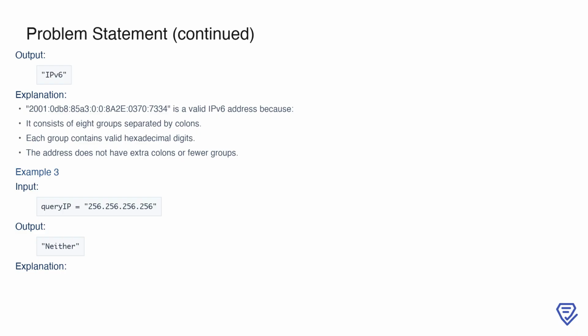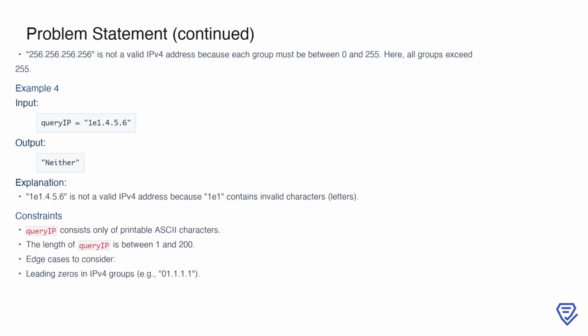Next, let's consider the input queryIP equals 256.256.256.256. The output for this input is Neither. Here, the address 256.256.256.256 fails to meet the criteria for a valid IPv4 address because each group in an IPv4 address must be a number between 0 and 255. In this case, all the groups exceed this range, making the address invalid.